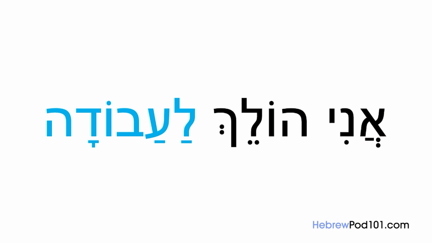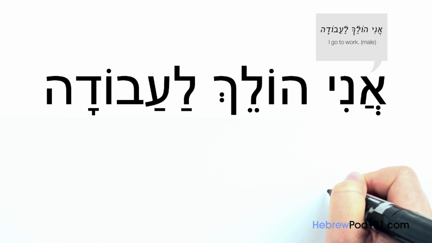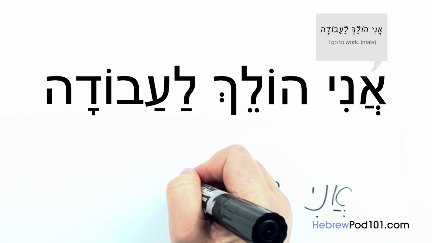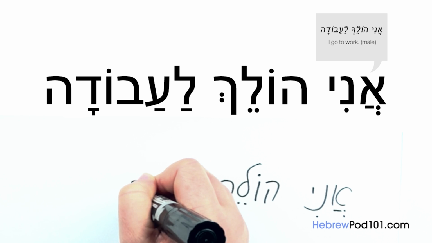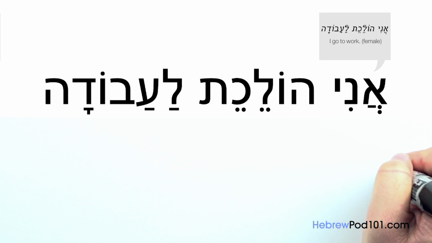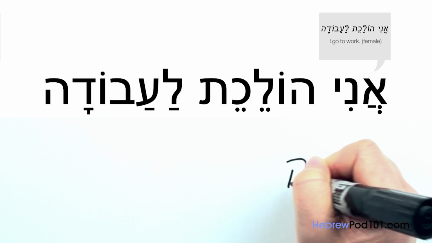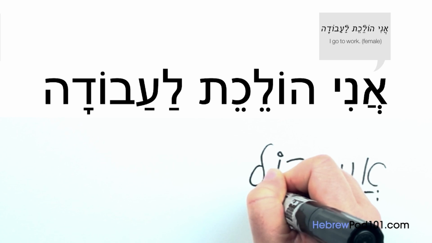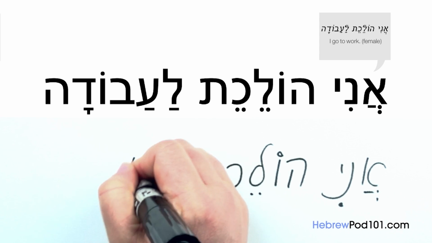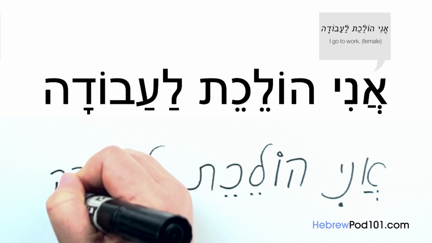אני הולך לעבודה. I go to work. As a male speaker, as a female speaker. Want to try it in print?